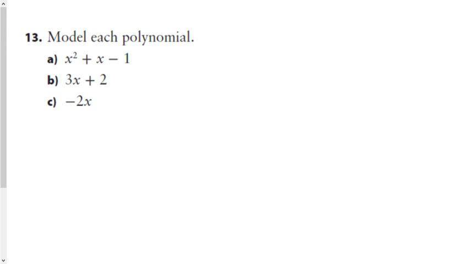Skip 12, go on to 13. It says model each polynomial. The x squared tile is your big old x squared tile. That's this one, done. A positive x is just one of these rectangular ones shaded in. That's a positive x. And a minus 1 is that small little one like that. So that trinomial is represented with that picture.